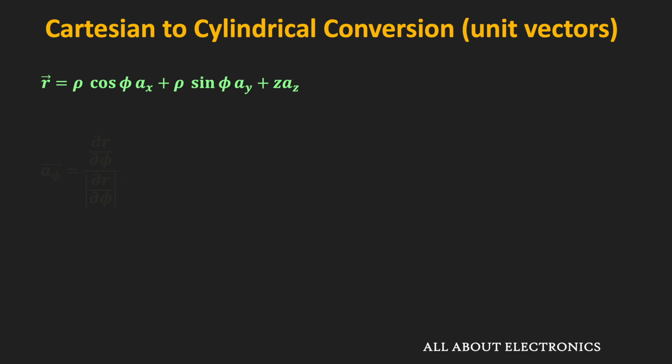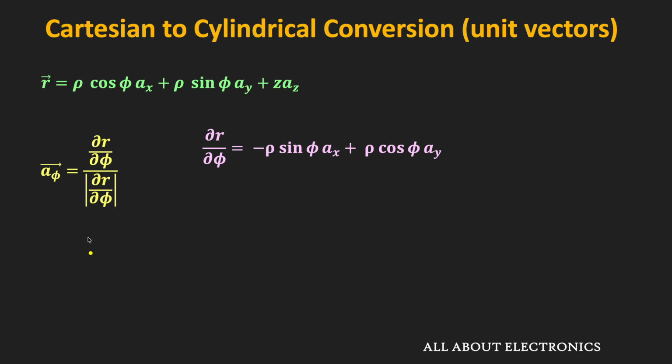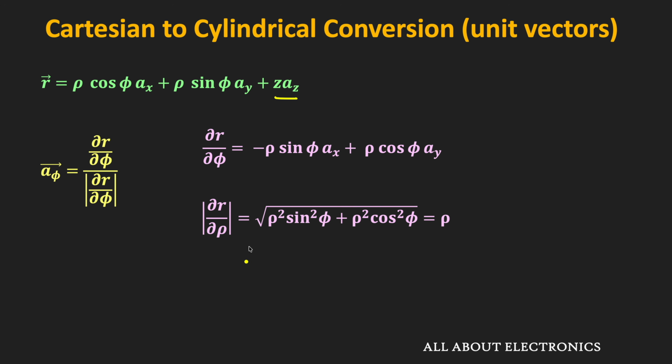Similarly, now let us find the unit vector a phi. This a phi can be given as del r by del phi divided by the magnitude of it. If we differentiate r with respect to phi, we will get minus rho times sin phi ax plus rho times cos phi times ay. And once again, since the third term does not contain any variable phi, it will become 0. Now, if we take its magnitude, that will be equal to square root of rho square sin square phi plus rho square cos square phi.